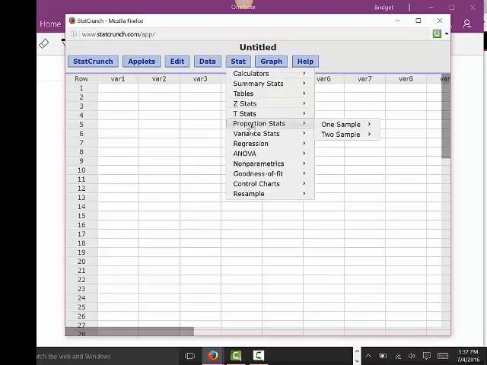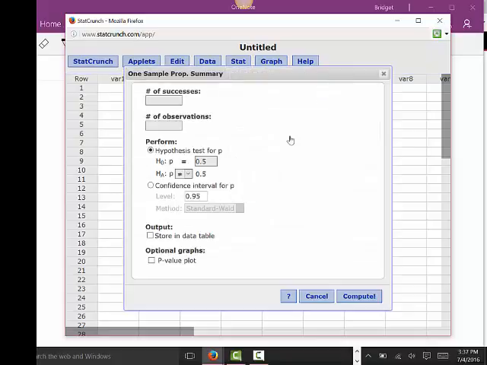Remember, this is a test about a proportion, one sample, because I only have one group of individuals being studied, and one population that I'm concerned with. We have summary statistics here. We don't have data. Data would be like a list of people that said, yes, I believe, no, I don't believe, so I go to With Summary. The number of successes is the number of people that have the characteristic that you're concerned with.